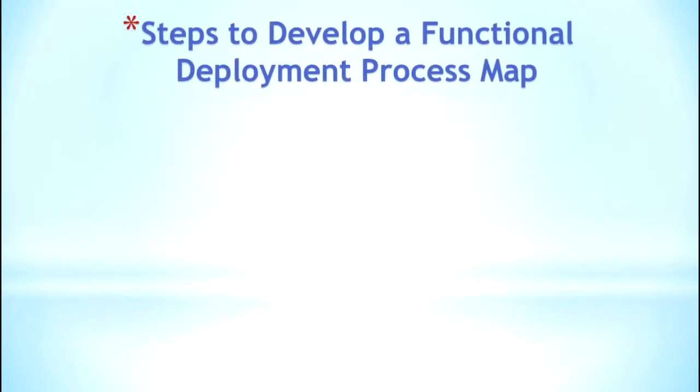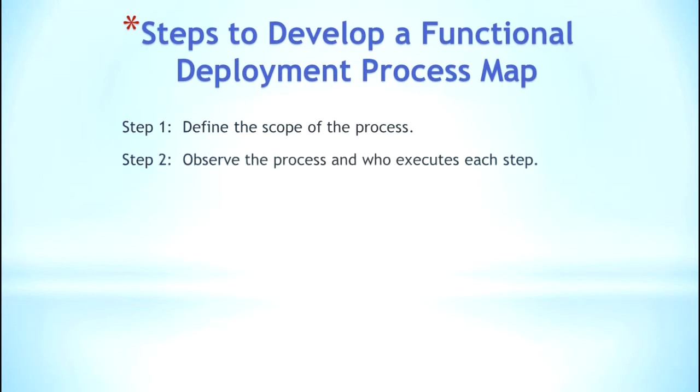A flowchart always has a single starting point and one end point. To develop a functional deployment process map: Step 1. Define the scope of the process to describe. This will also set the start and end of the diagram. Often the beginning is the output of the previous process and the end is the input of the next process.